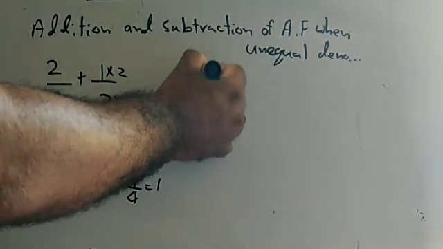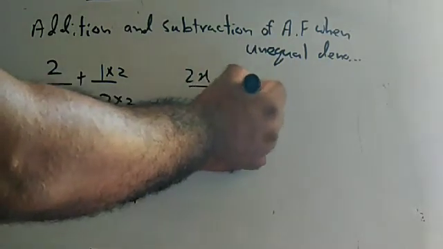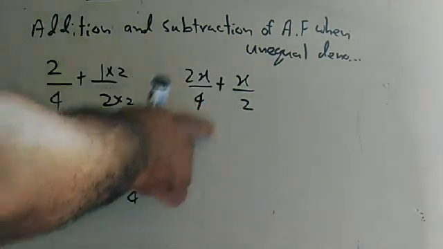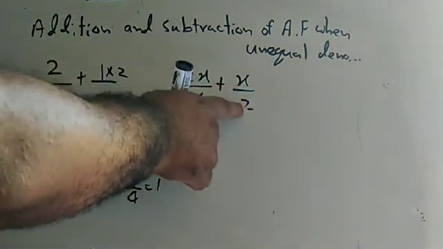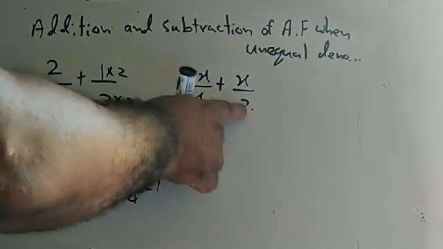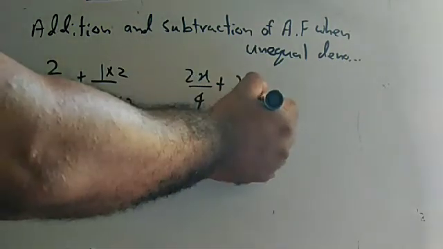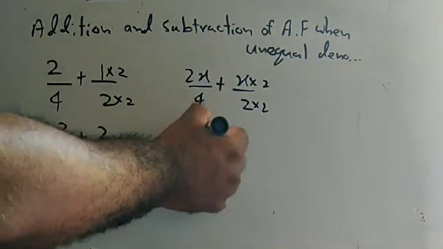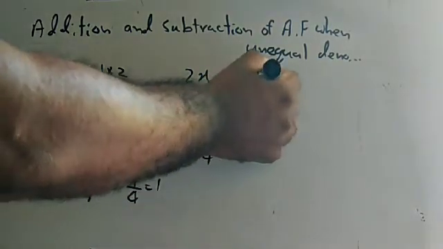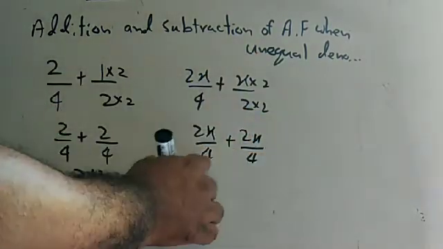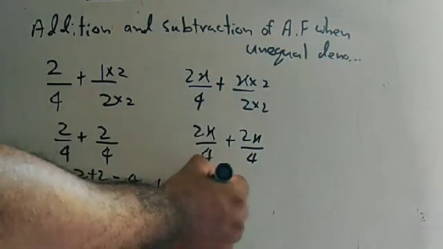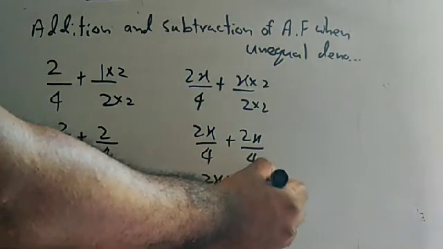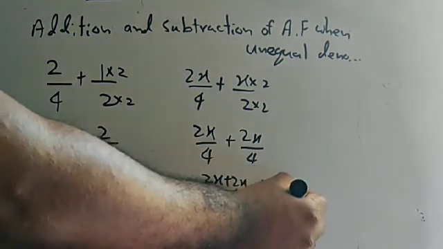Same, 2x/4 + x/2. These are 2 algebraic fractions with unequal denominators, 4 and 2. Now we should make 4 the common denominator. To make 2 into 4, multiply by 2. Both numerator and denominator should multiply by 2. Then 2x/4 + (x times 2)/(2 times 2), which is 2x/4. Now equal denominators 4. When we add 2x + 2x we get 4x upon 4. Now 4 and 4 cancel, the answer is x.